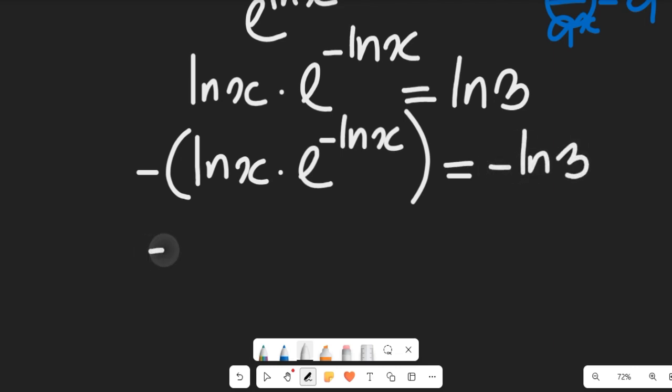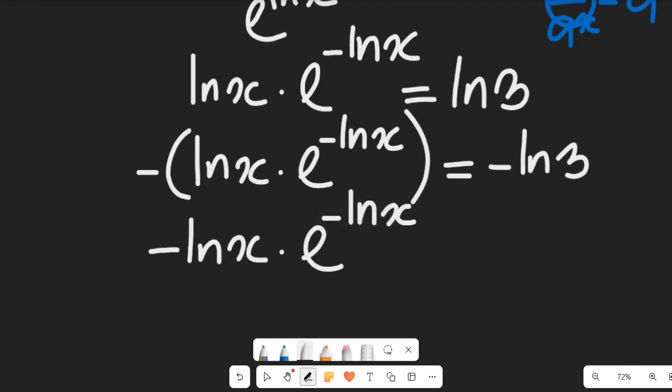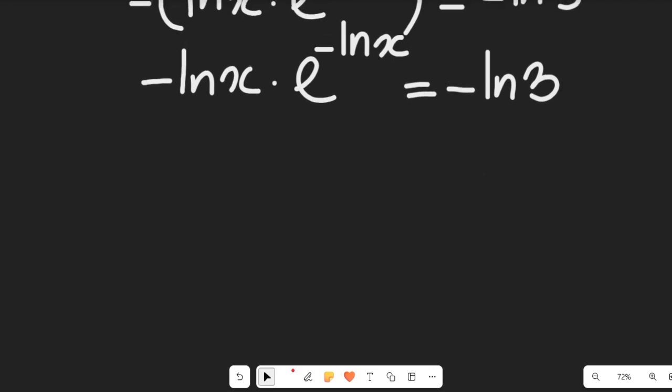Now this expression will give me negative ln of x multiplied by the exponent value of the negative ln of x, and this will be equal to the negative value of the ln of 3. Now if you look at this expression properly, you see that the multiplicand is equal to the power, right?